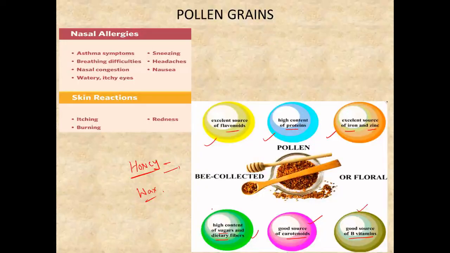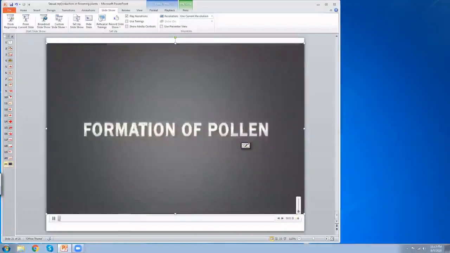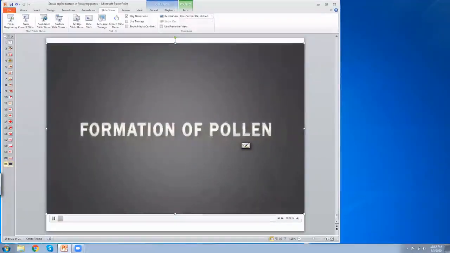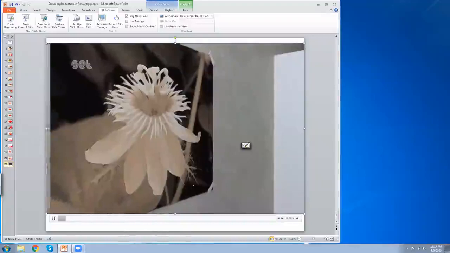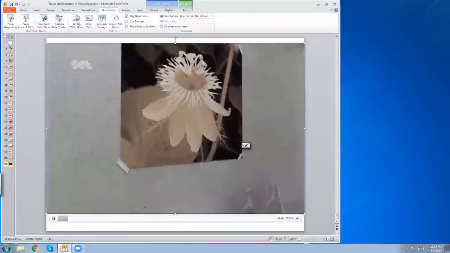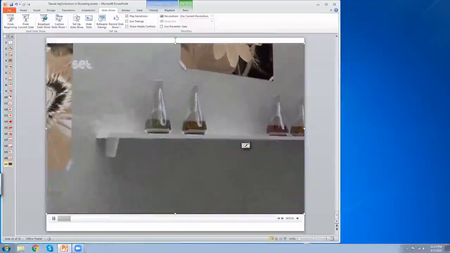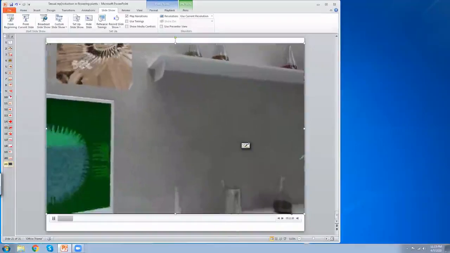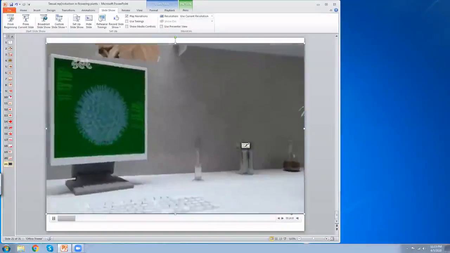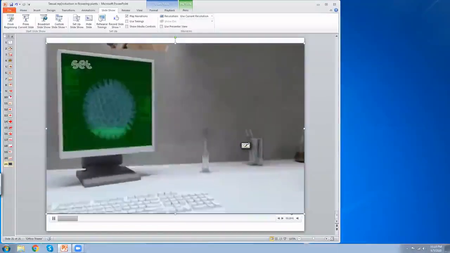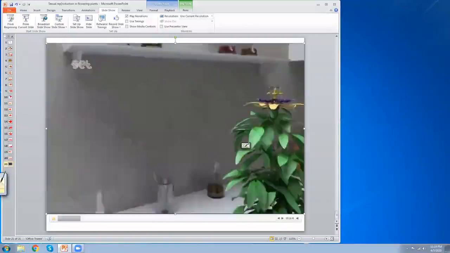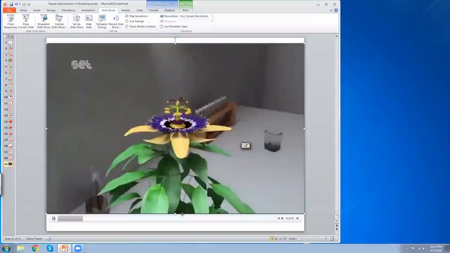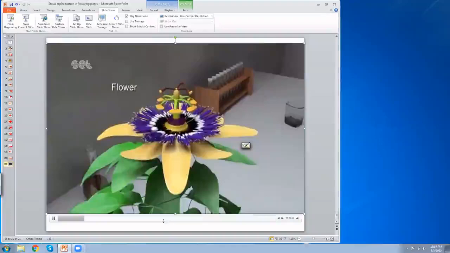Clear? So let's start now. Just a glance of what we have done. Let's see how the pollen grains are formed in a flower. First, we'll start with the various parts of the flower. See the pollen grain, the beautiful ornament, and how it is formed. This ornamental pollen grain is produced from a flower.